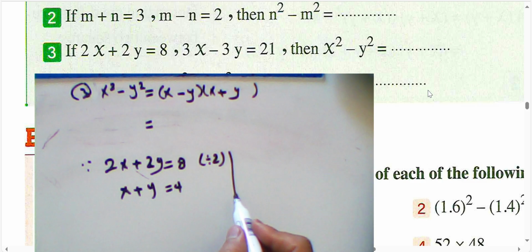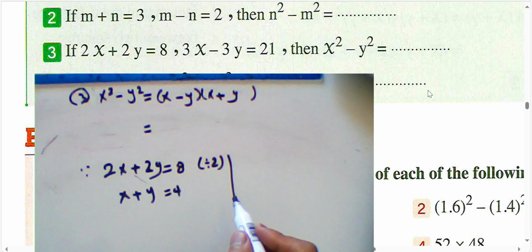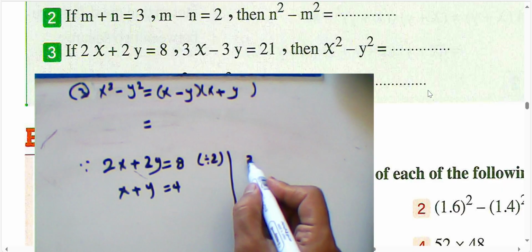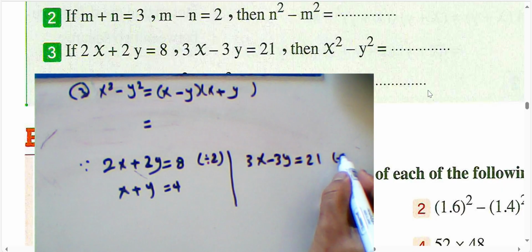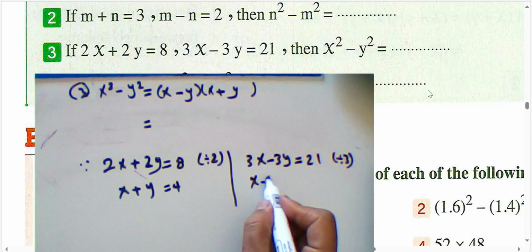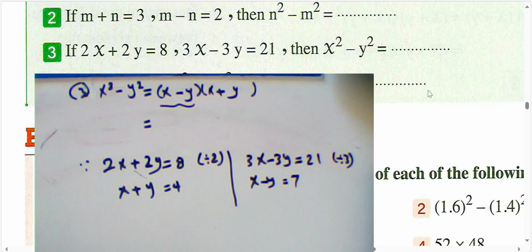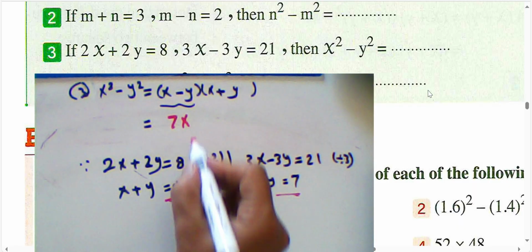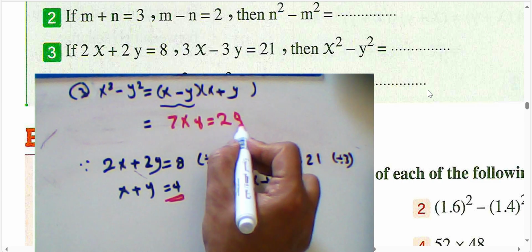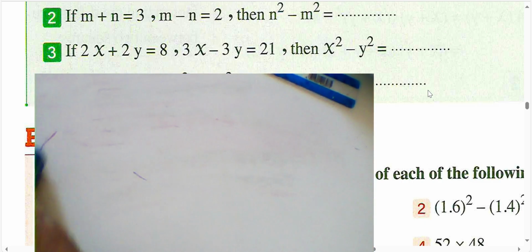And he also gives us the information 3x minus 3y equals 21. We can divide it by 3, then x minus y equals 7. Then we can put the value of x minus y, which was 7, product by x plus y, which was 4. 4 times 7 equals 28. Then the result here will be 28.